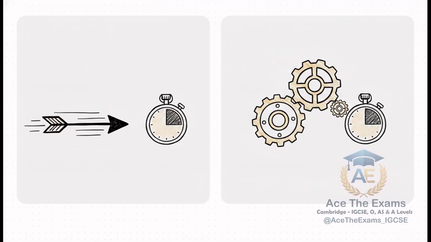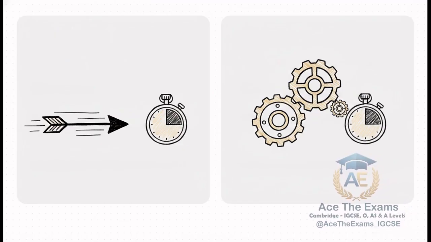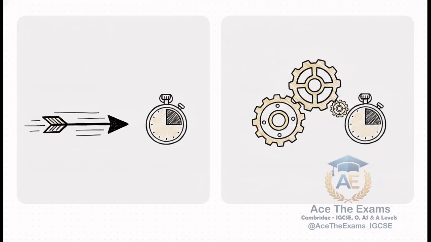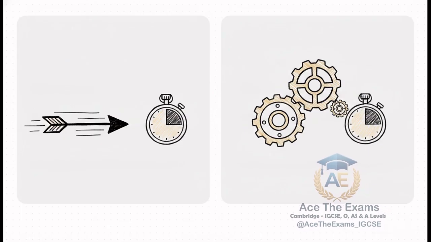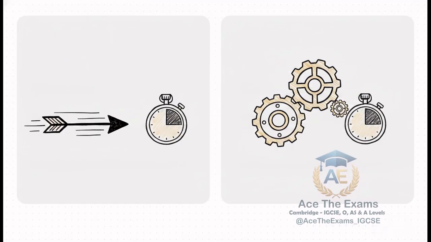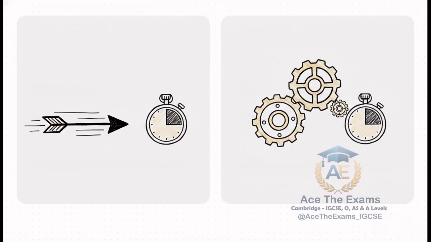A 1-mark vector question usually requires a single visual path logic. To get from A to B, you just go backwards along OA, which is -3a, and forwards along OB, which is +6b. So -3a plus 6b. You're done in 15 seconds.